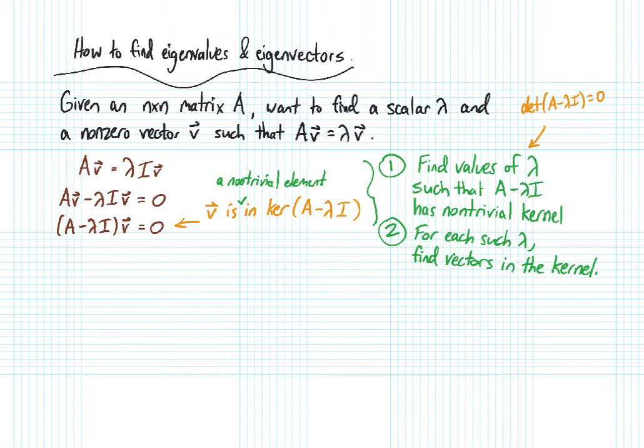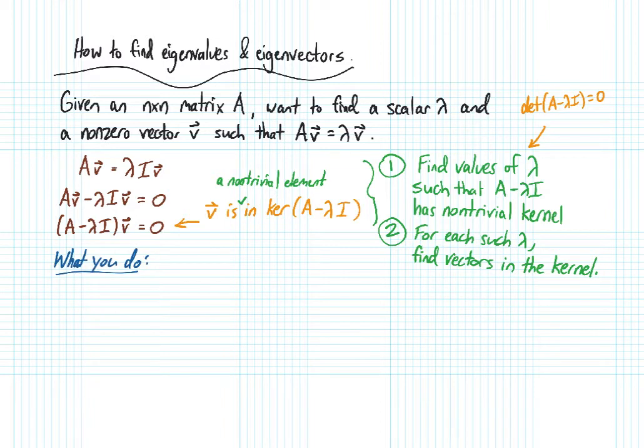Now this is a little weird because lambda is undetermined, but the idea is that you can actually compute the determinant with lambda as being undetermined. And then what you end up with is an equation in lambda where you can actually solve for lambda. And that's how you find the eigenvalues. And then once you find the eigenvalues, you plug in the values of lambda, and then you can solve for the kernel in the same way that we've done since the beginning of the semester.